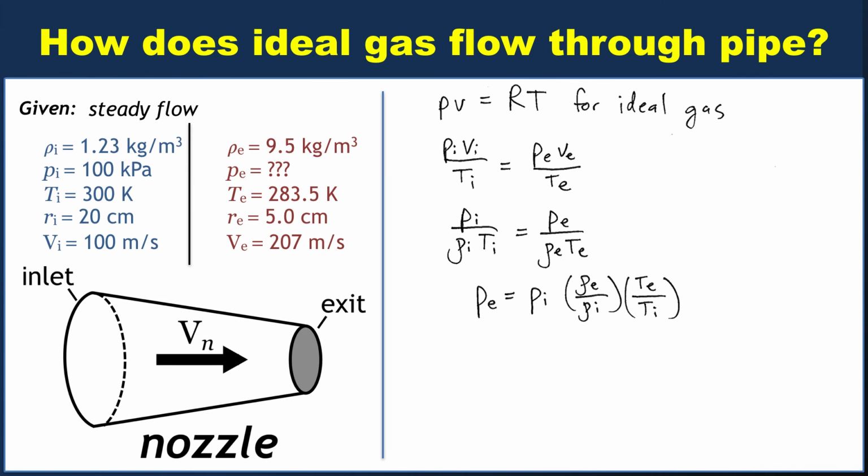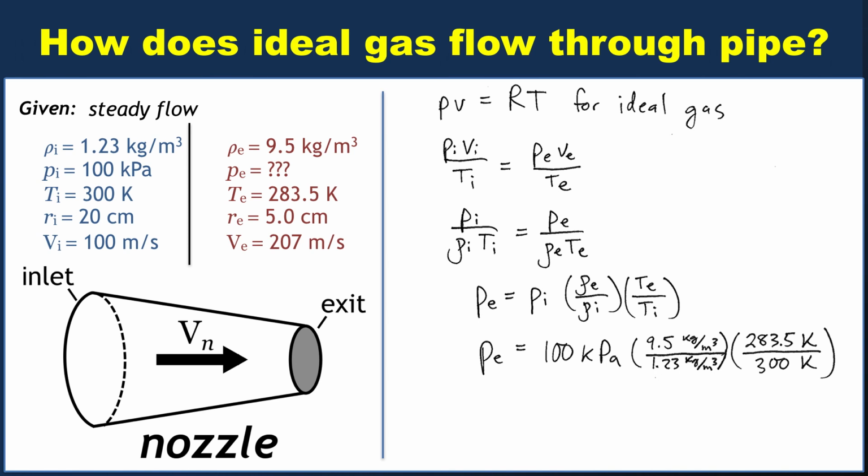You can just rearrange this to solve for P sub E. Make sure you don't misidentify rho sub E as P sub E. That's an easy misread, but you don't want to do that. Now we'll put in numbers. We have all the values given. We take our ratios and we compute that P sub E is 730 kilopascals.